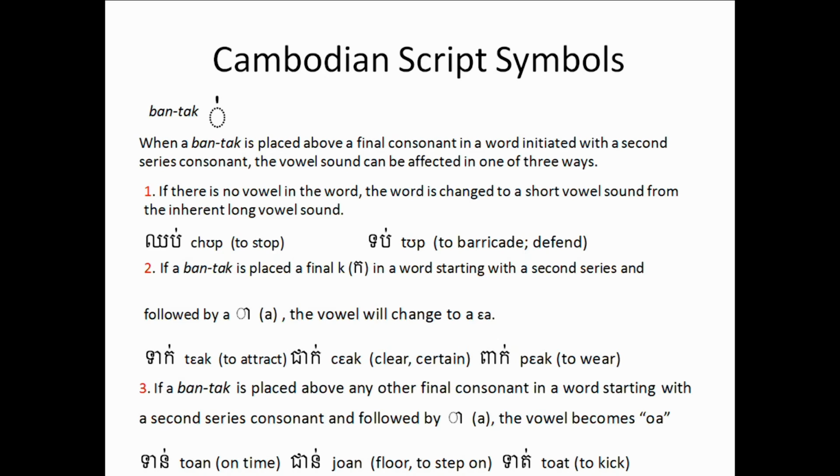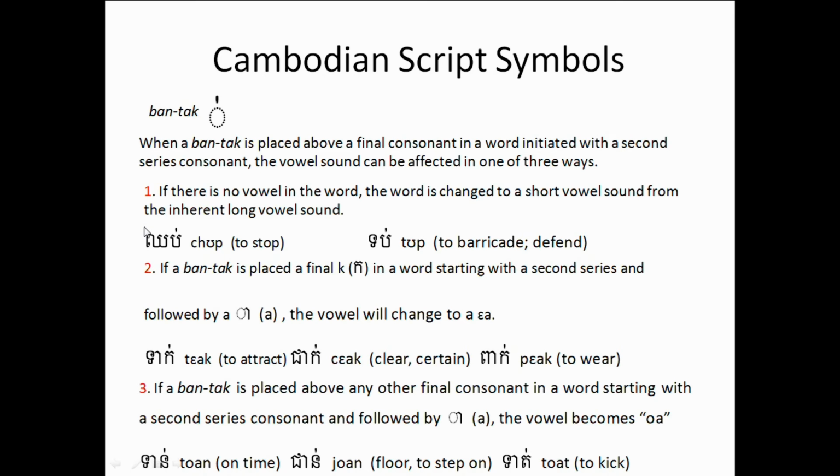So when a Bon Tok is placed above a final consonant in a word initiated with a second series consonant, the vowel can be affected in one of three ways. Take a look at number one. If there is no vowel in the word, it is changed to a short vowel sound from the inherent long vowel sound. If you remember, each category of consonants carries an innate long vowel sound. I'm sorry to keep repeating this and stretching this, but it's very important.